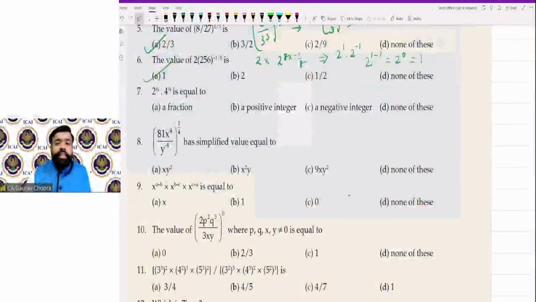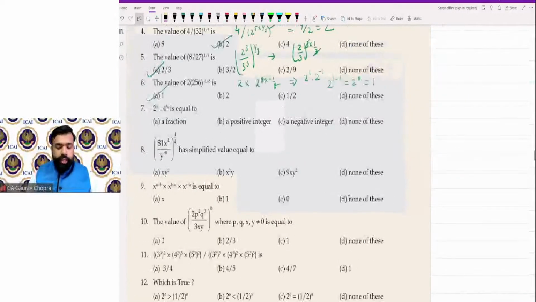So, welcome back, guys, after the break. There is a doubt from Krishna Patel about question number 6. Let's solve once again. Question number 6.